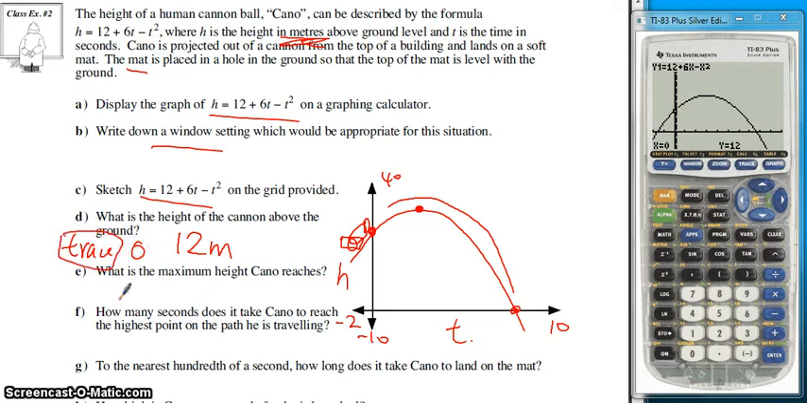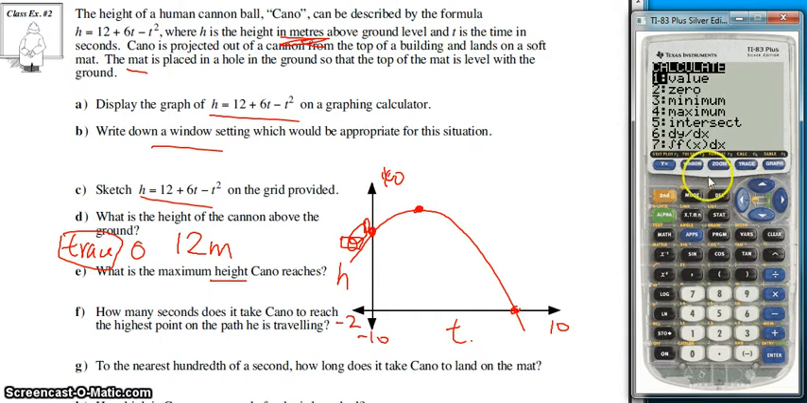Number 2, what's the maximum height? Okay, are we looking for x or y? Well, height is h. It's looking for y. So which means we're looking for this point, and then we wonder how high it is. So when you shoot the person, how high will he reach? So let's use the calculator to find out this maximum point. It's right here in the middle.